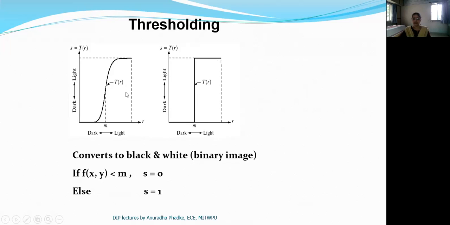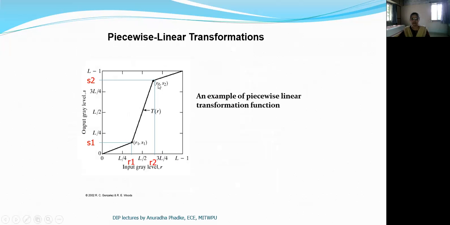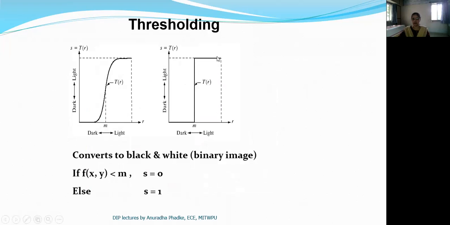So thresholding is a special case of contrast stretching where your R1 matches with R2 and it is the same as M, and S1 is 0 and S2 is 1. So in this piecewise linear transformation, when R1 is the same as R2 equal to M, S1 is 0 and S2 is L minus 1, that gives you the thresholding condition. Okay, so this is the graph for thresholding.